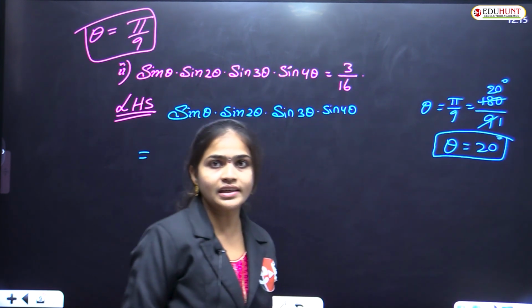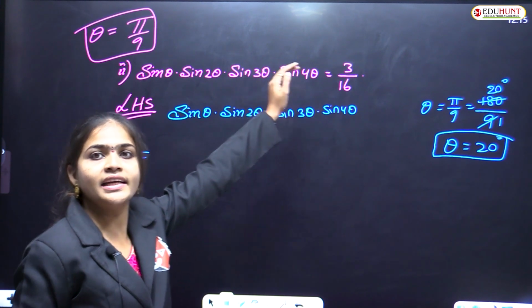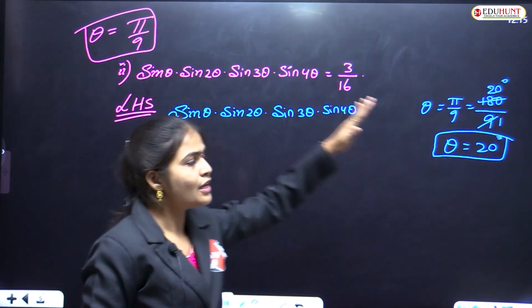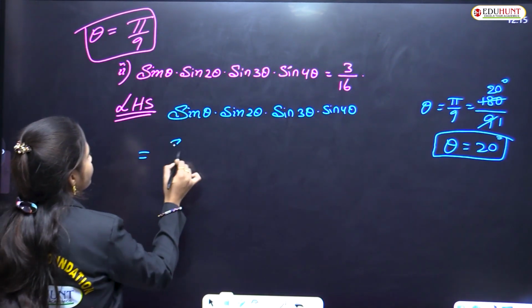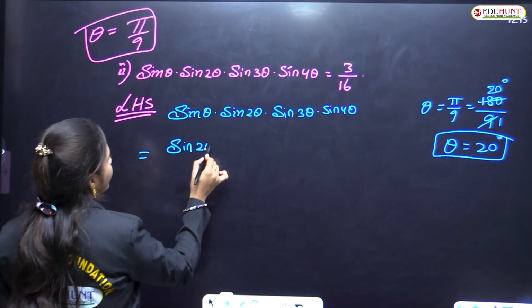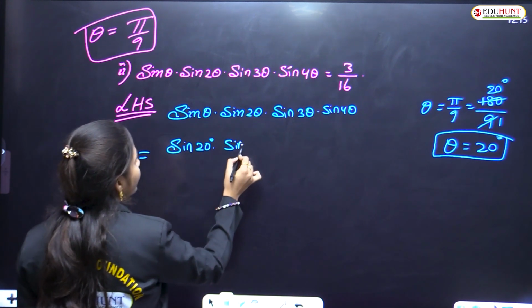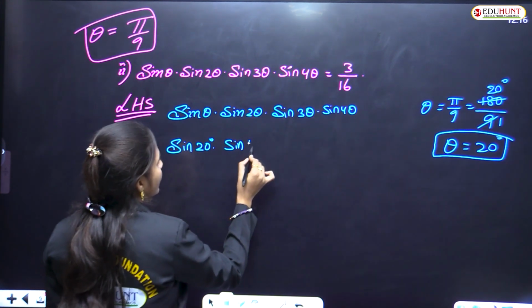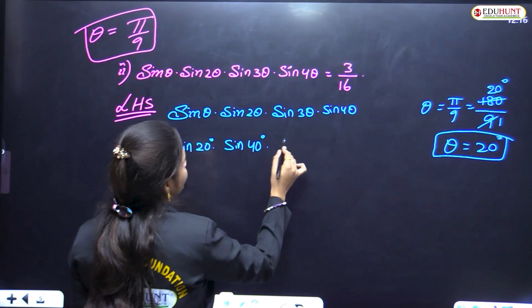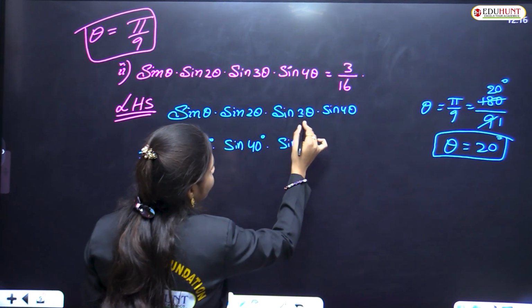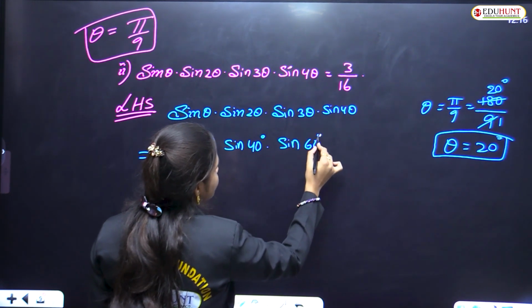What is the value of theta? As per the given question, theta is equal to 20 degrees. So substitute that value here. Sin 20 degrees into sin 2 into 20, so that is 2 twenties are 40 degrees. And here sin 3 into 20, that is 60 degrees.